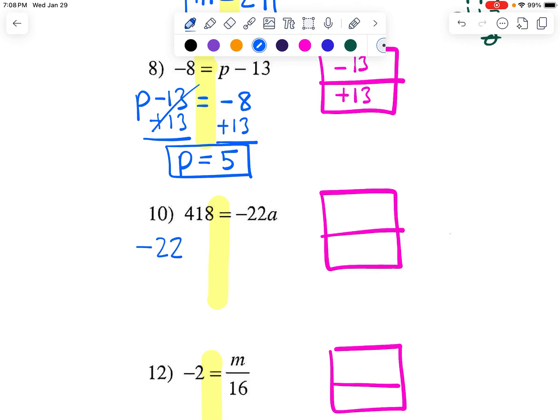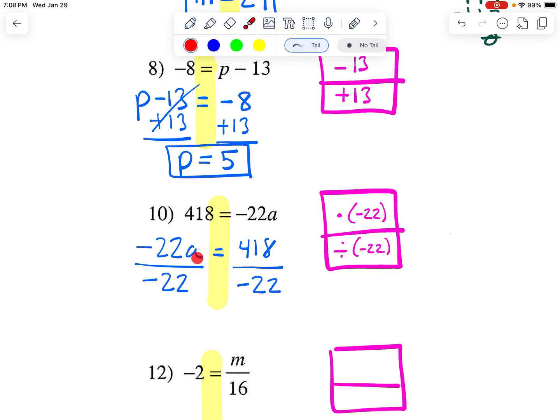All right, I'll rewrite number 10. A is being multiplied by negative 22, which means we need to divide by negative 22. So fraction bar on the left and on the right, and we divide this by negative 22. As you can see, negative 22 divided by negative 22 gives me a positive 1. That's how you get a positive 1a. And a positive divided by a negative gives me a negative.